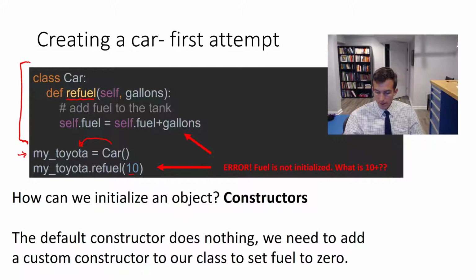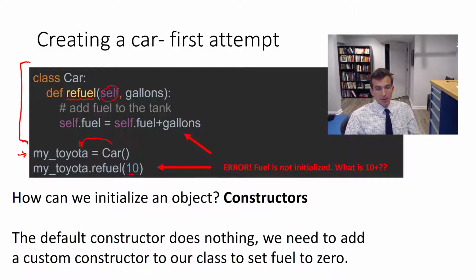Notice that there is an extra parameter to refuel called self, and that's how objects work. When you define a function inside of this class, it gets this extra freebie parameter called self, which you can then use to access that table, that blue table from the previous slide. So we can set self.fuel.